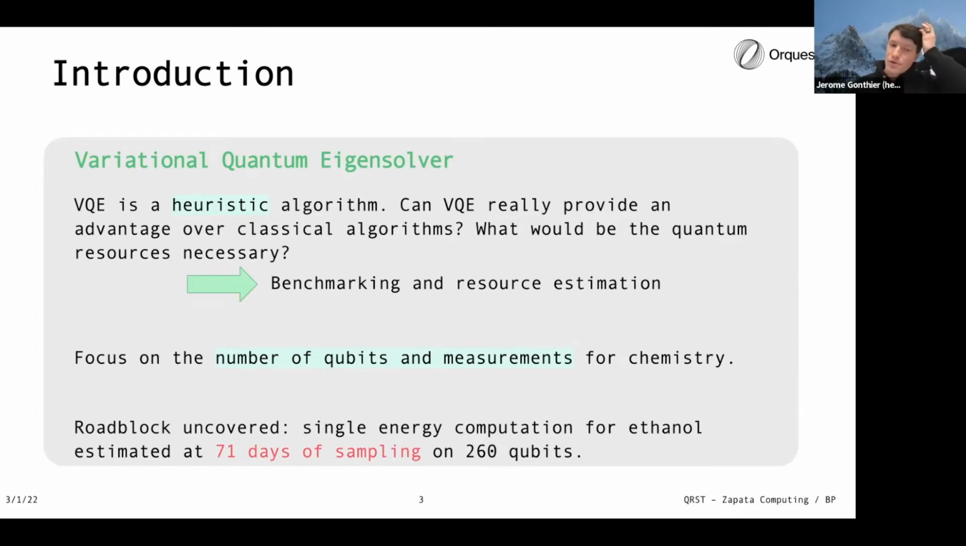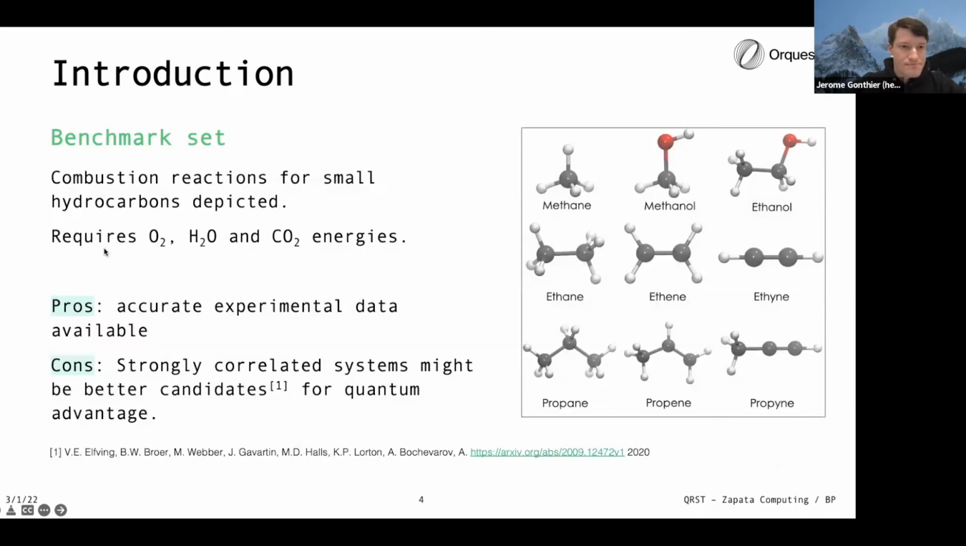In this talk, we're going to focus on the number of qubits and the number of measurements necessary to do chemistry. And a little spoiler: we uncovered a roadblock in VQE. A single energy computation for the ethanol molecule, which is pretty small, it has 3 heavy atoms, is estimated to take 71 days of sampling on 260 qubits. We can get to 260 qubits in the reasonable future, but 71 days of sampling is pretty long, especially for a single energy evaluation. So now I'm going to show you how we get to this number.